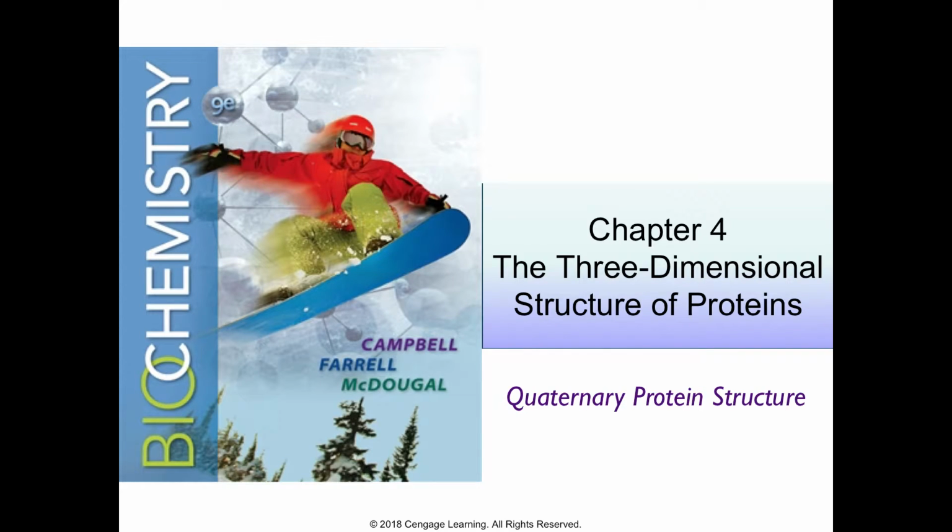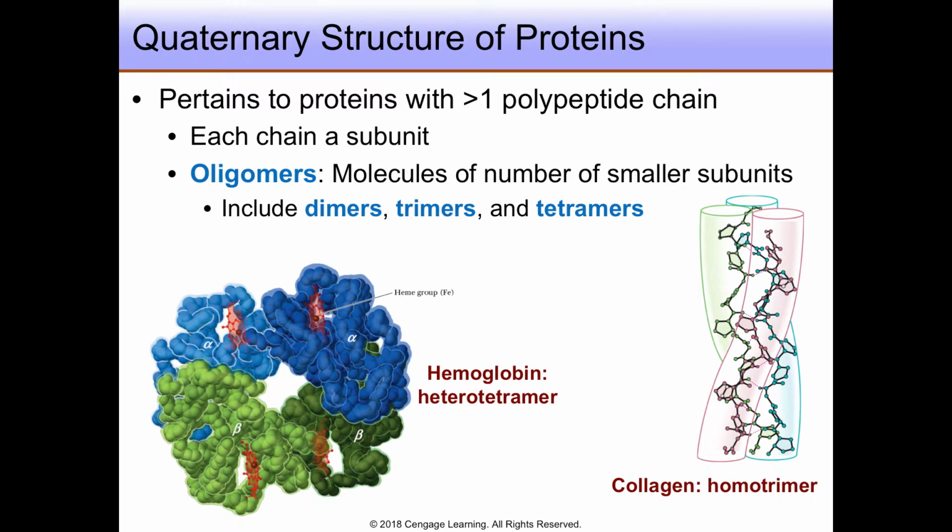We have one final level of protein structure to consider, quaternary structure. We will see that not all proteins exhibit this level of structure. This level of structure pertains only to those proteins that contain more than one polypeptide chain. Each of the chains is a subunit, and we refer to such proteins as oligomers, containing more than one subunit.